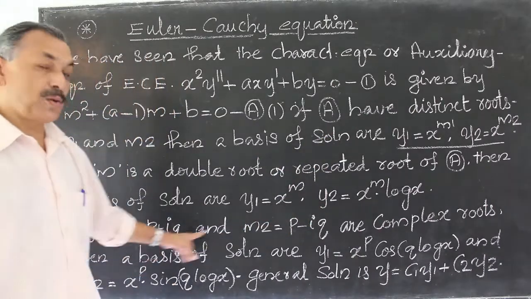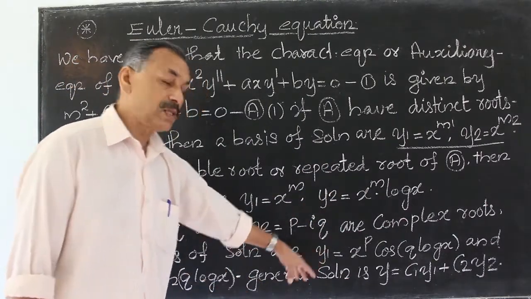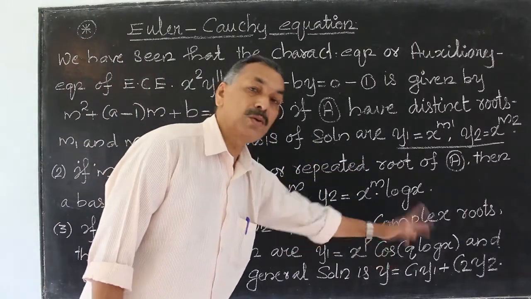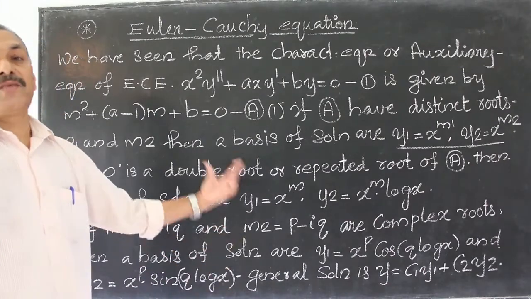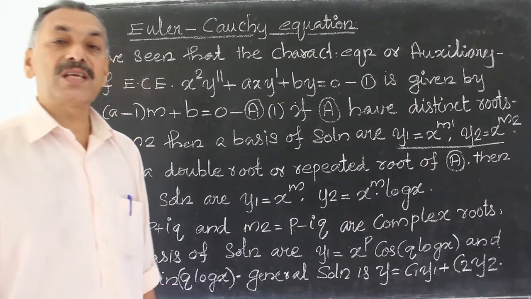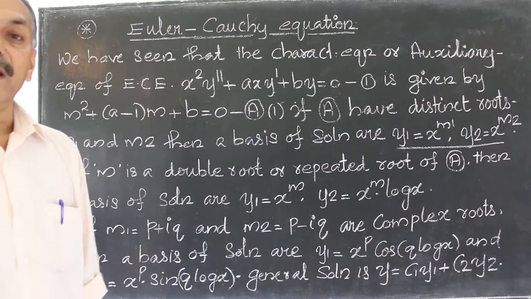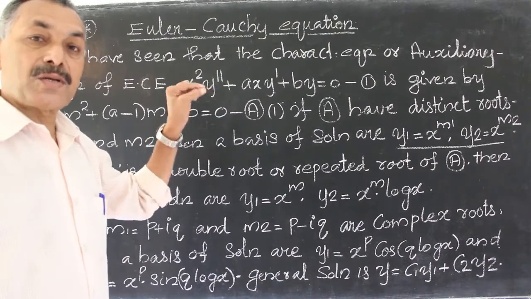If p plus iq and p minus iq are complex conjugate roots, then the basis of solution are x raised to p cos(q log x) and x raised to p sin(q log x). With y1 and y2 as the basis, the general solution is c1 y1 plus c2 y2. A very important section, because this is how the Euler Cauchy equation is solved.